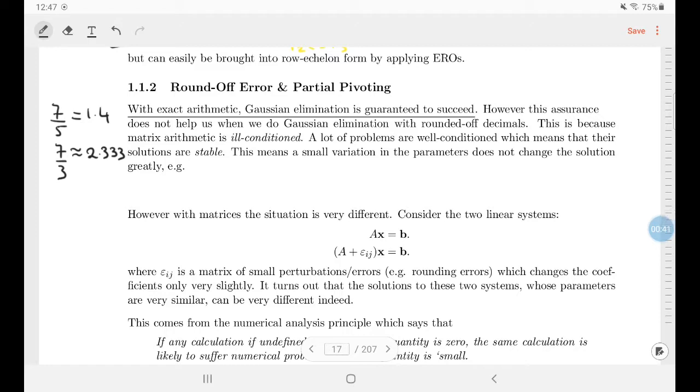However, with simultaneous equations, rounding is a serious issue. We'll see examples, but basically, stuff you do with matrices, stuff you do with linear systems is ill-conditioned. And what that means is if you change the problem a little bit, the solutions can change a lot. Okay, so usually a small variation like a rounding error doesn't cause an issue.